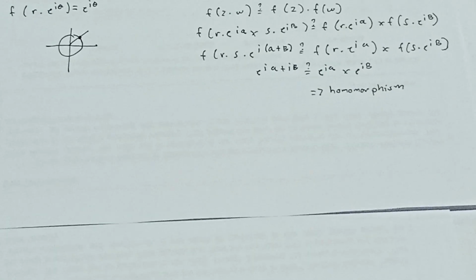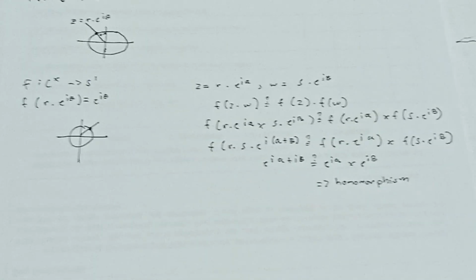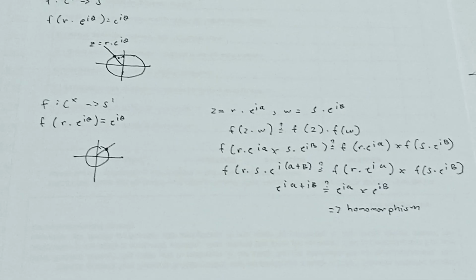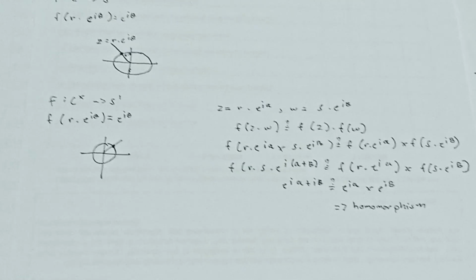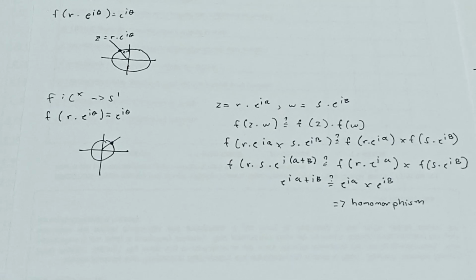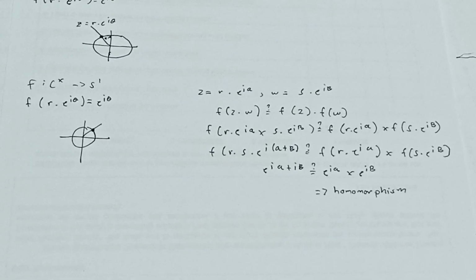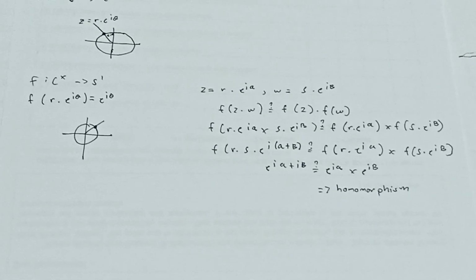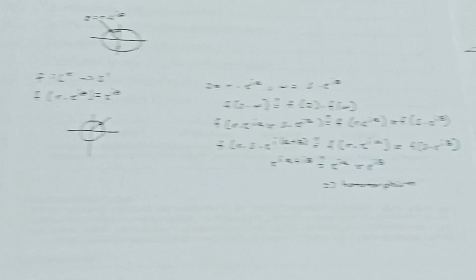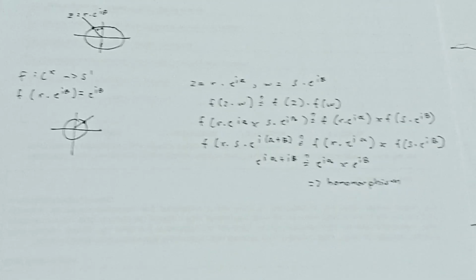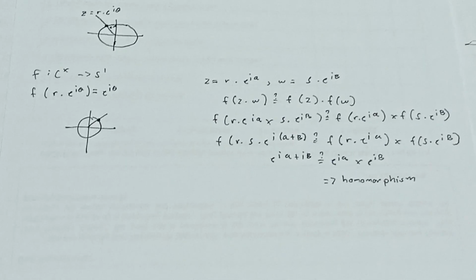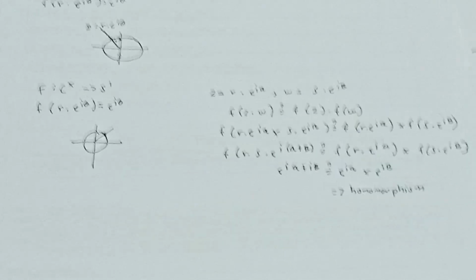It is also onto because for every point in the circle, there are an infinite number of complex numbers which map to it, but for the same reason, this function is not one-to-one. So, while this is a homomorphism, it is not an isomorphism.